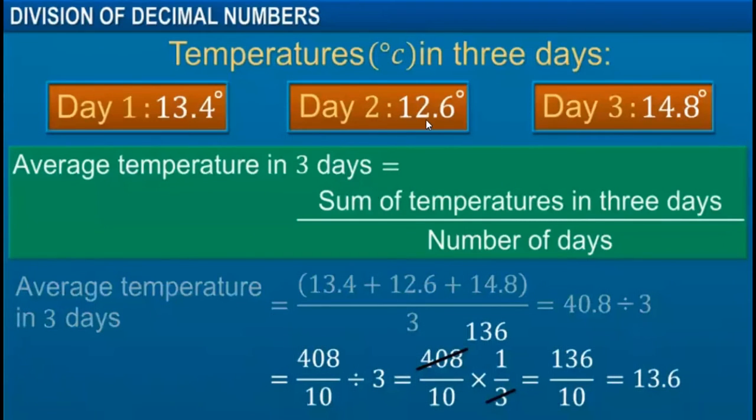Okay, average എന്ന് പറയുമ്പോൾ sum of all the temperatures in 3 days. 3 daysലുള്ള ടെമ്പറേച്ചറിന്റെ sum. So നമുക്ക് ആദ്യമേ ഇതെല്ലാം ആഡ് ചെയ്യണം. ഈ കൊടുത്തിരിക്കുന്ന ഡെസിമൽ നമ്പേഴ്സ് ആഡ് ചെയ്യണം. Then that is divided by number of days. എത്ര ഡേയ്സിന്റെ ആണ് നമ്മൾ ടെമ്പറേച്ചർ എടുത്തത്? Here we have taken the temperature of 3 days. So it will be adding all the temperatures divided by 3. So we got it as 13.4 plus 12.6 plus 14.8 divided by 3. Okay, so ഇതിന് ആൻസർ കിട്ടുന്നത് തന്നെ 40.8 divided by 3.